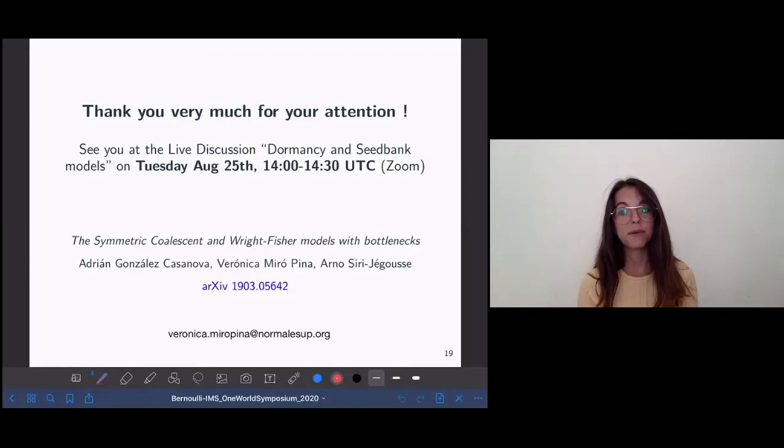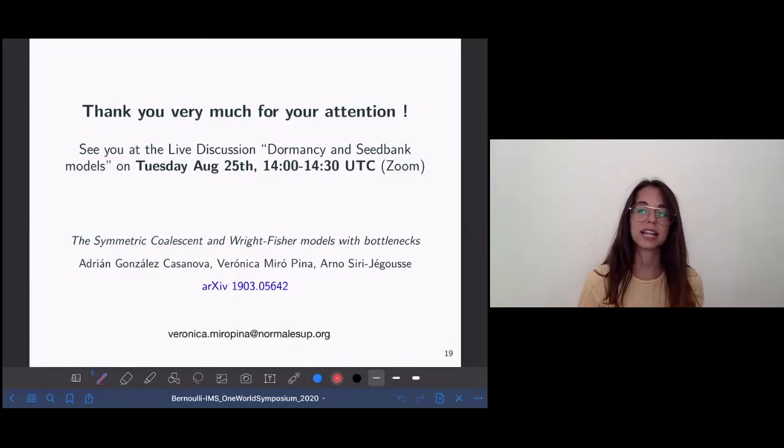Starting from September, I will be based in Barcelona, trying to apply population genetics models like those ones to cancer data.